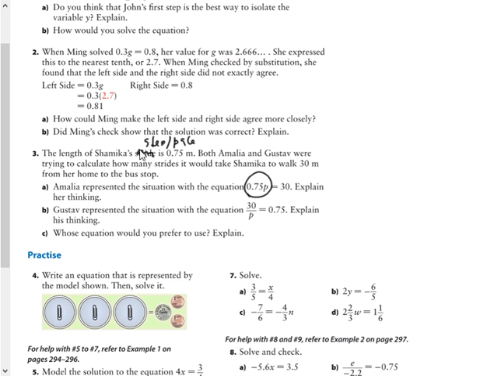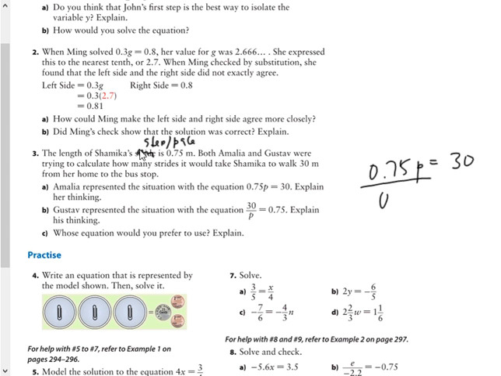That doesn't make sense at all. Does it? I don't think it does, because if he takes... No, Gustav's crazy. So, of course, Amelia is better. So if she took 2 paces, for example, and each pace was this many, she would have walked 1.5 meters, right? But since we don't know how many paces she's going to take, but we know she has to travel 30 meters, this equation makes perfect sense.